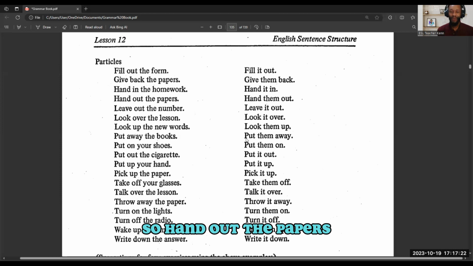So, hand out the papers. Hand out the papers. Hand them out. Hand them out. Very good. Leave out the number. Leave out the number. Leave it out. Leave it out.